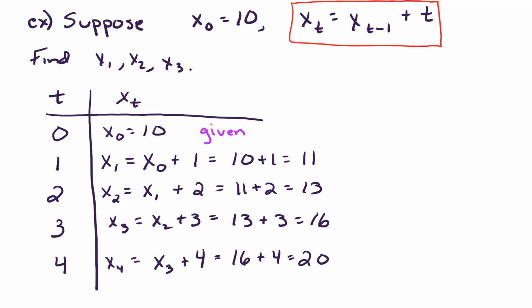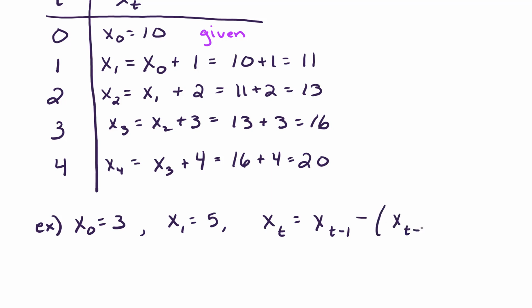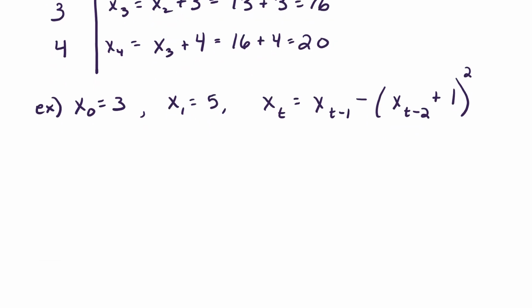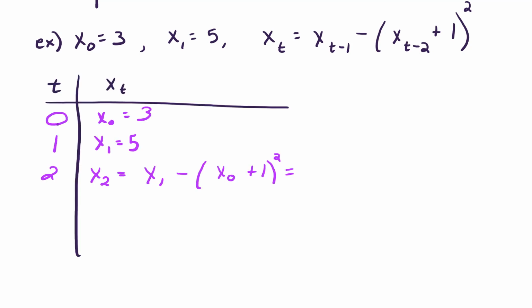Okay, let's do another example. Suppose that x naught is 3. Suppose that x1 equals 5, and furthermore, suppose that x sub t equals (x sub t minus 1 minus x sub t minus 2 plus 1) all squared. Again, I recommend making a table. You might want to pause the video and try this one yourself. I filled in a couple of values for us. When time is 0, x sub 0 equals 3. When time equals 1, x sub 1 equals 5, and those quantities were given to us.